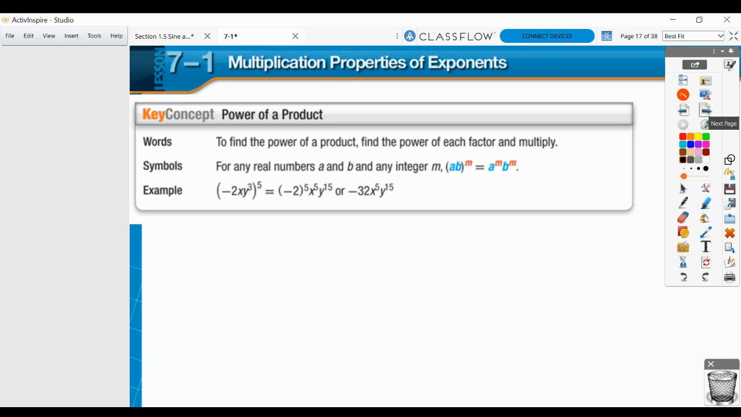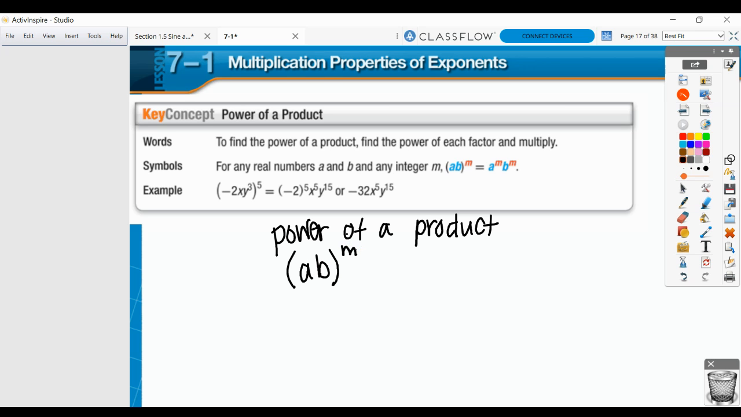Okay, another property is a power of a product. So if you break apart this definition, a power is an exponent, and a product is the answer to a multiplication equation. So for the definition, you have A times B. This is the product part, and you're raising it to a power. So you are basically going to distribute that M to each of the ones of the products. So you would have A to the M and B to the M.